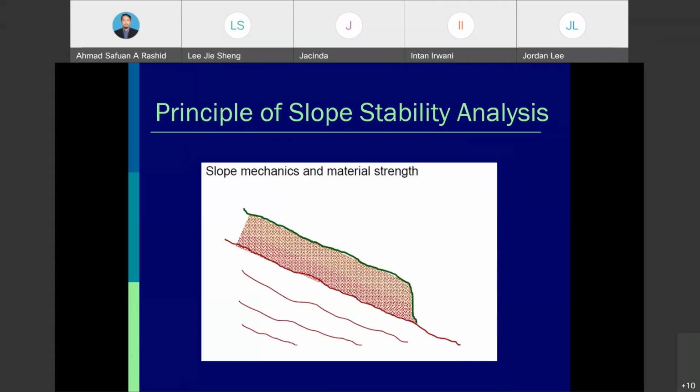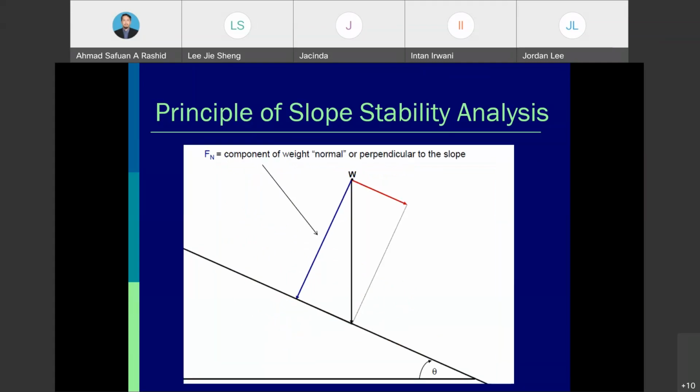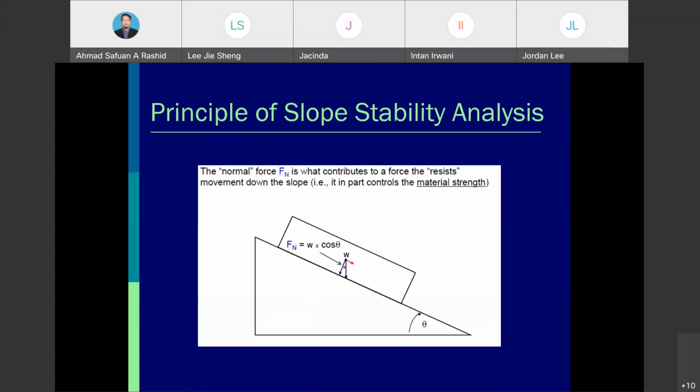Now we go for the FN. Slope mechanics and material strength contribute to the FN. So the FN is W times cos theta, which is the adjacent over hypotenuse. It is the component of weight normal or perpendicular to the slope, the normal force acting on the failure plane. The normal force contributes to the force that resists movement down the slope. For example, it is part of controlling the material strength.